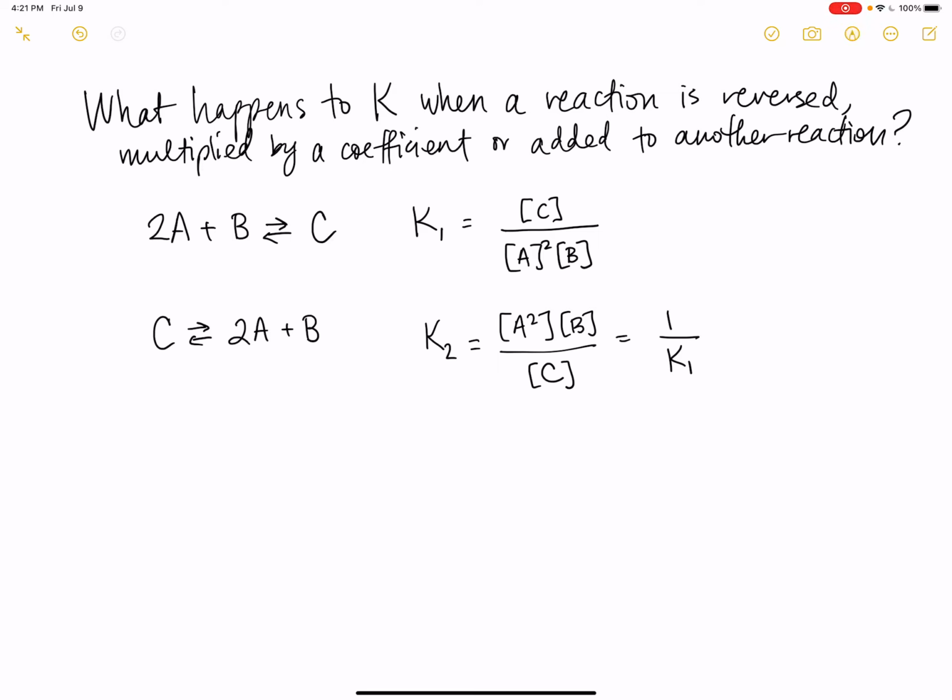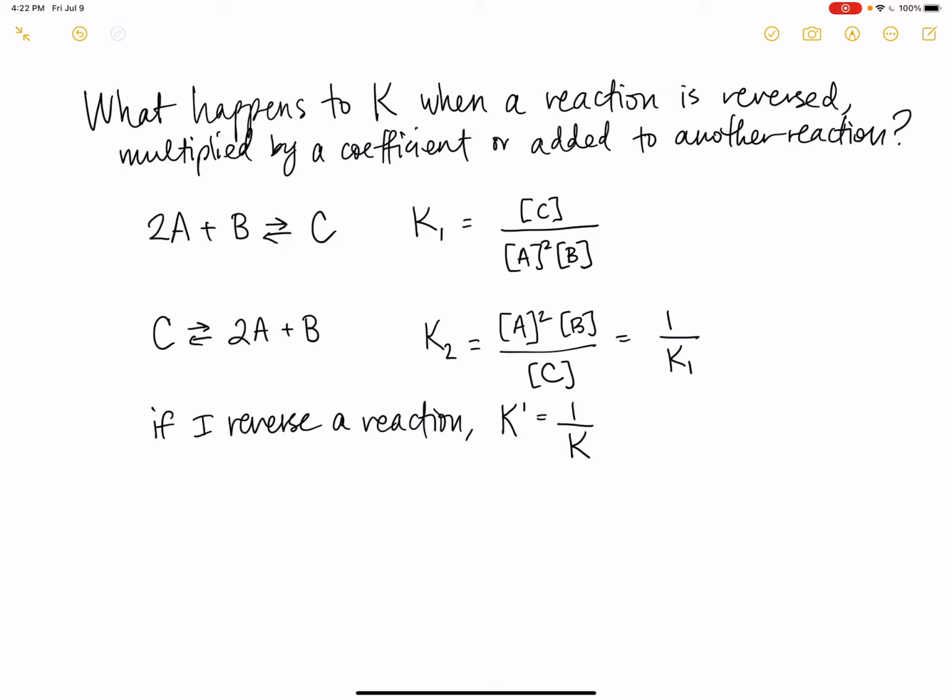It's just the inverse. I put this squared in the wrong place. Hold on. It goes like that, okay? Our K is just the inverse. So if I reverse a reaction, my new K is 1 over the old K. Okay, K prime is 1 over K. That's my rule for if I reverse the reaction.